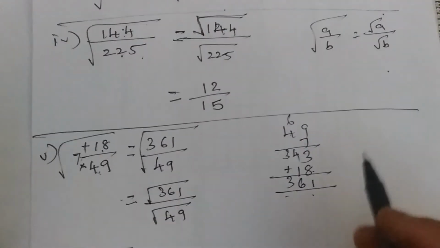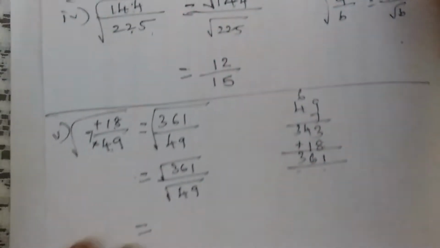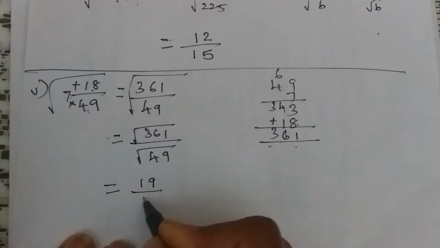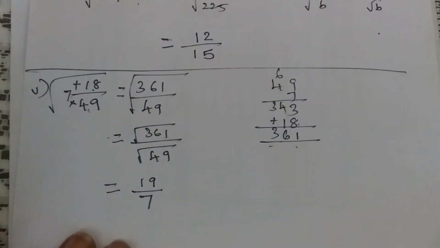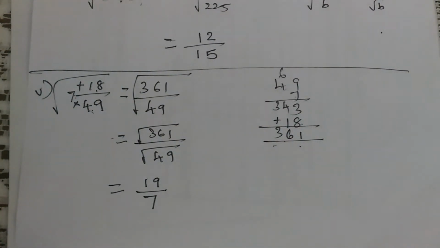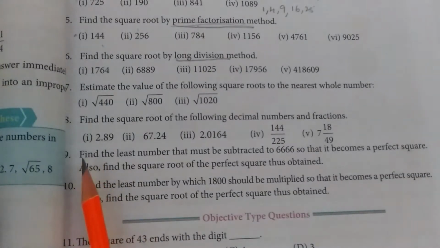Now what is this? We know 361, also we know the square root because we know the square tables. It is 20. So 19 19s are 361, 7 7s are 49. That's all. See how simple the answer is if you are thorough with the square tables. So let us go to the next question, number 9.